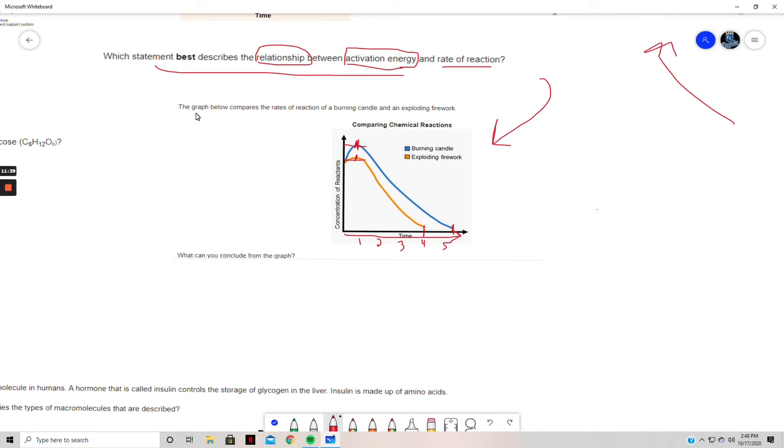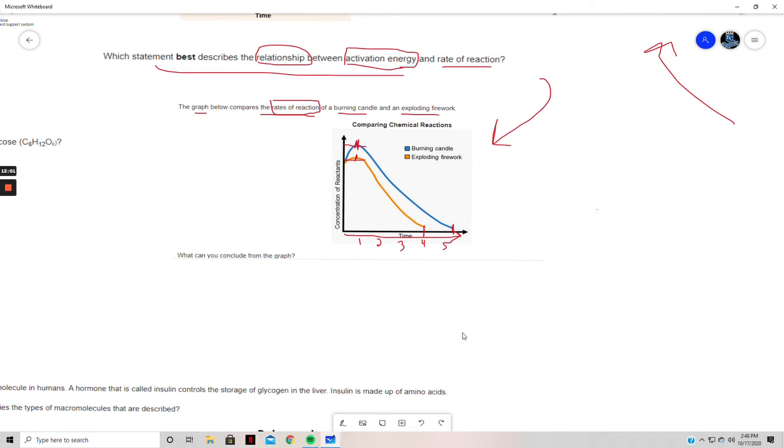So the question is, the graph below compares the rate of reaction of a burning candle and an exploding firework. So we're talking about time. When we say rate of reaction, we're talking time. And so the firework would happen quicker. Okay, quicker than the candle.